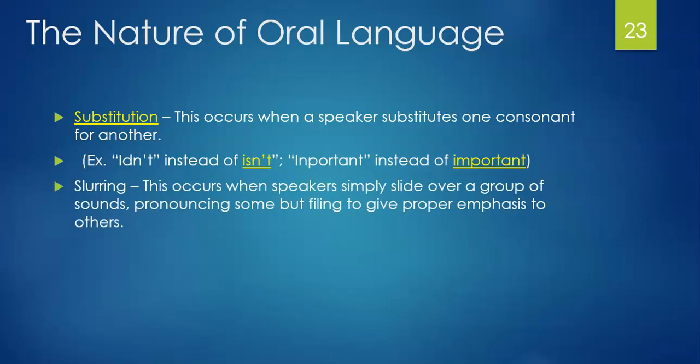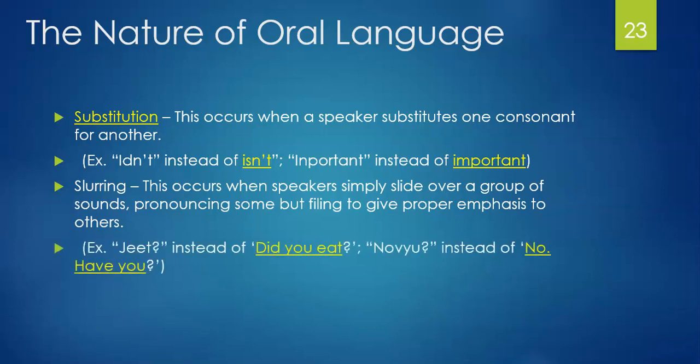Slurring occurs when speakers simply slide over a group of sounds, pronouncing some, but failing to give proper emphasis to others. Example, jeet instead of did you eat, and no view instead of no have you.